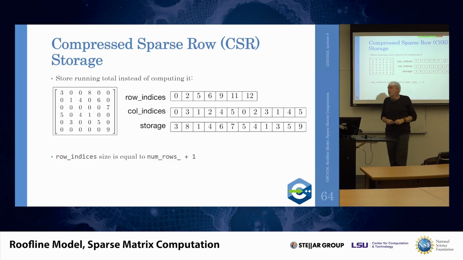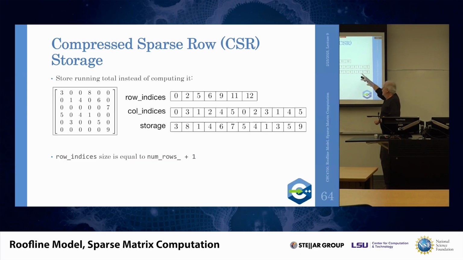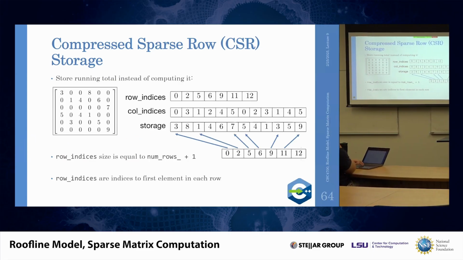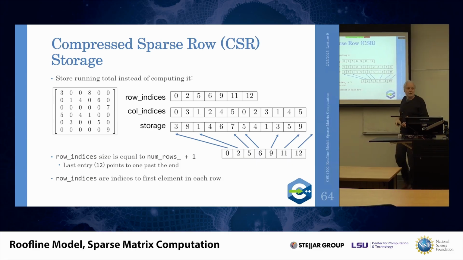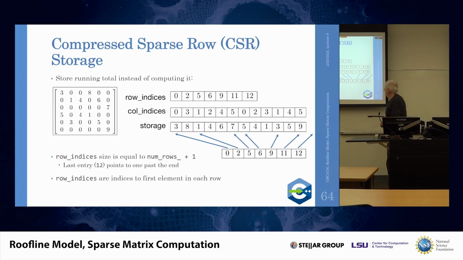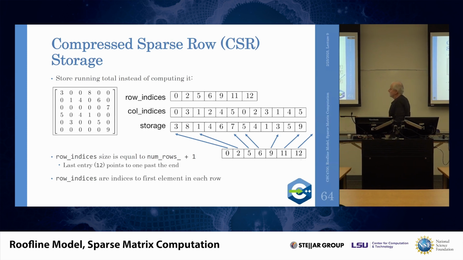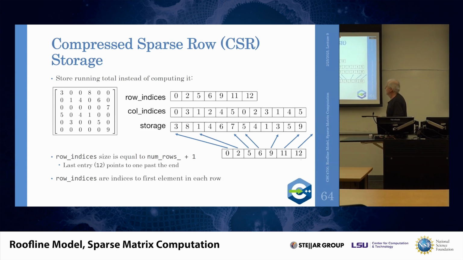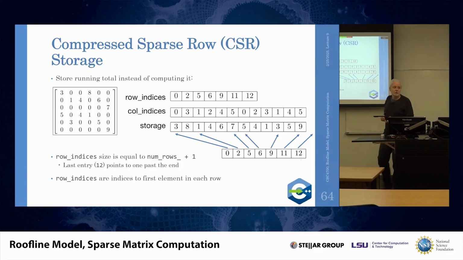The only thing we have to note is that now the run indices have 1 element more, because you need to be able to represent the last element, which points to the first element after the end of our compressed representation. That's it. So that is your sparse row storage format that people use to represent sparse matrices.